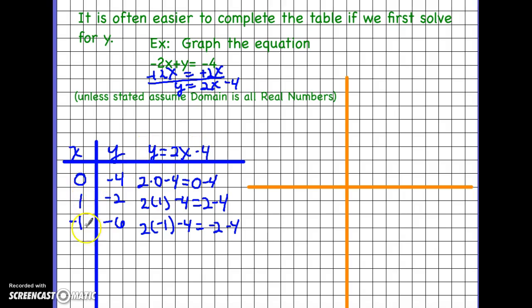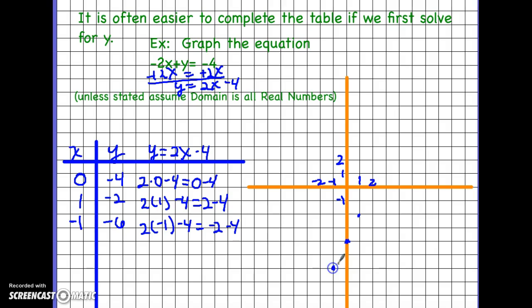So now I can go ahead and plot these points. When x is 0, y is -4. I'm going to assume on the graph that these are all going by ones. So this would be 1, 2, -1, -2, 1, 2, etc. So when x is 0, y is -4. 1, 2, 3, 4. When x is 1, y is -2. And when x is -1, y is -6. 1, 2, 3, 4, 5, 6.